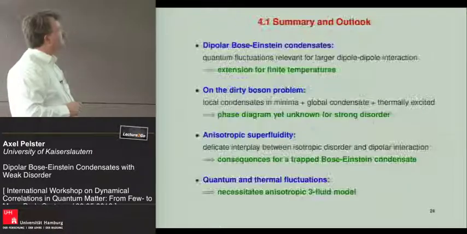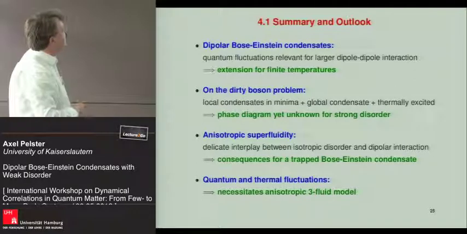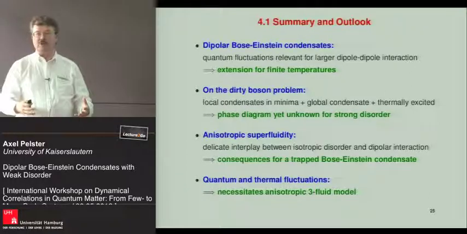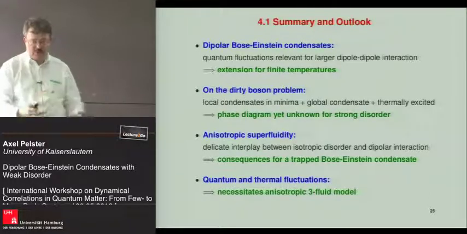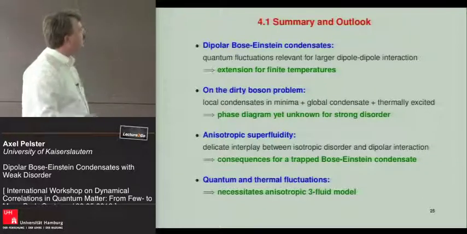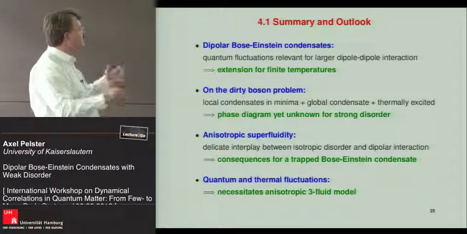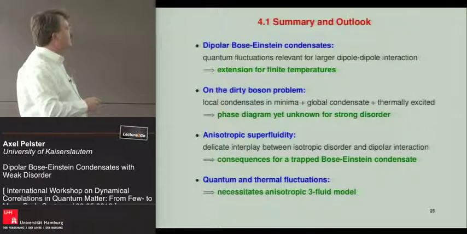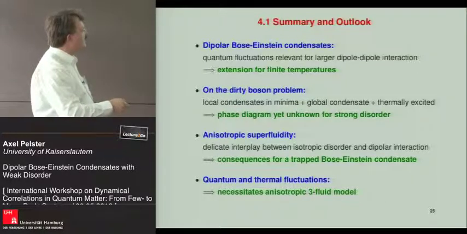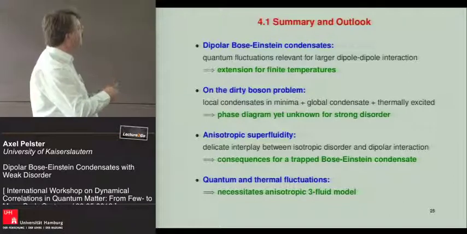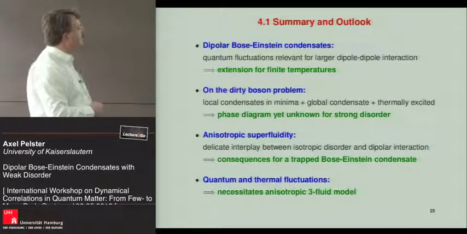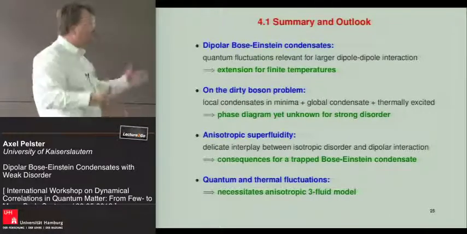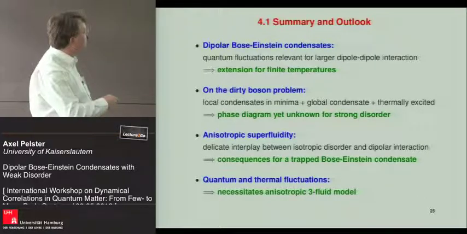With this, I come already to the conclusion. Concerning dipolar Bose-Einstein condensates, it might certainly be interesting to generalize the zero temperature findings, where only quantum fluctuations were dealt with here, also to finite temperatures, and to look for the competition between quantum and thermal fluctuations. Concerning the dirty boson problem, we have seen that the bosons can be in the global condensate thermally excited, and as a third and new possibility, we may have local condensates in the respective minima of the random potential, and the whole phase diagram, even for strong disorder, is still not known, so further work has to be done in that direction.